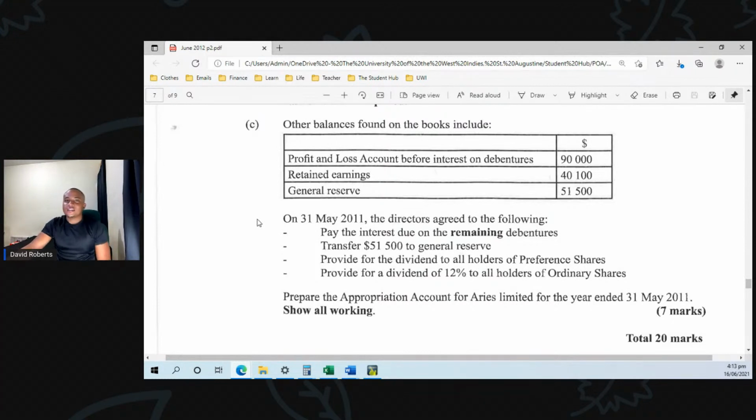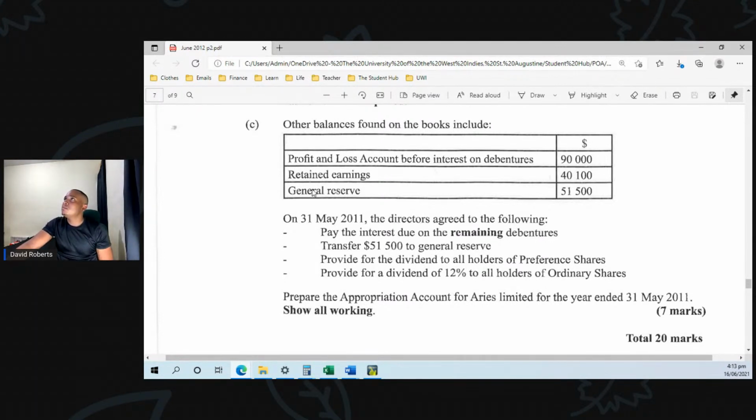All right, yeah. So let's mash up this one. It says that other balances found on the books. Right, so let me just give it right now. I started it, but I'm going to read it out, and then we'll have a little discussion in your appropriation account.